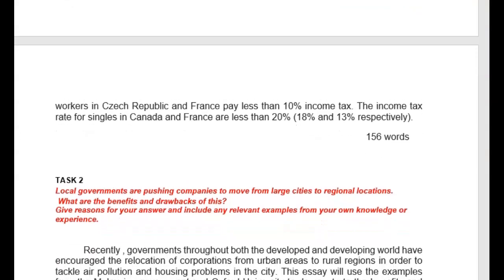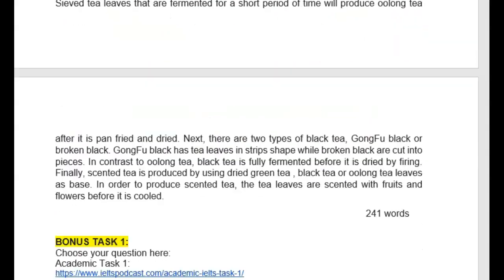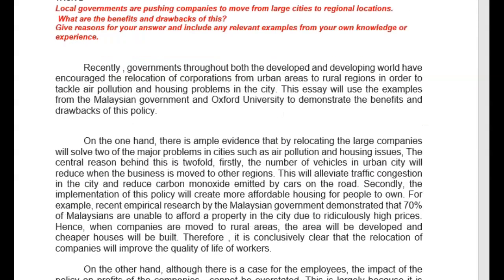So let's keep going and look at your task 2 here about moving to regional locations. Let's see what you said. Recently, governments throughout both the developed and developing world have encouraged the relocation of corporations from urban areas to rural regions in order to tackle air pollution and housing problems in the city. This essay will use the examples from the Malaysian government and Oxford University to demonstrate the benefits and drawbacks of this policy.